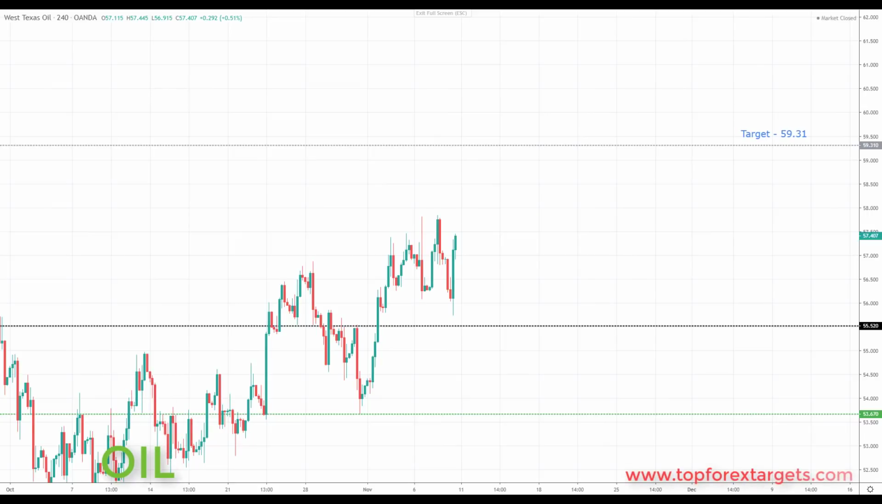So the next market that we're going to look at is crude oil. Now, we were looking for further advances to the upside in crude oil, and we did start to move to the upside in this market last week. Going into this week, we're still looking at the target, the next key of resistance to the upside at the 59.31.